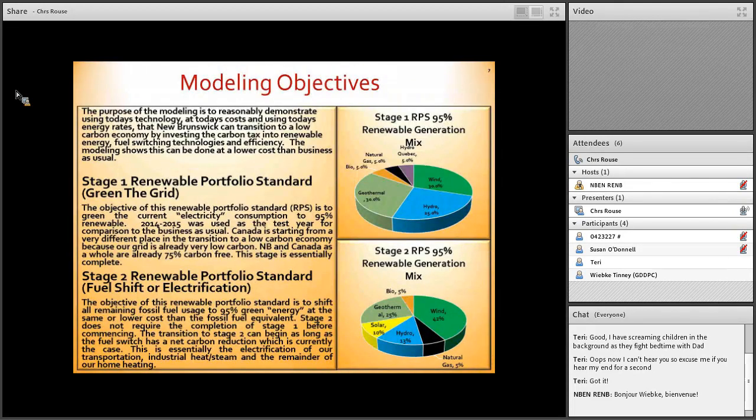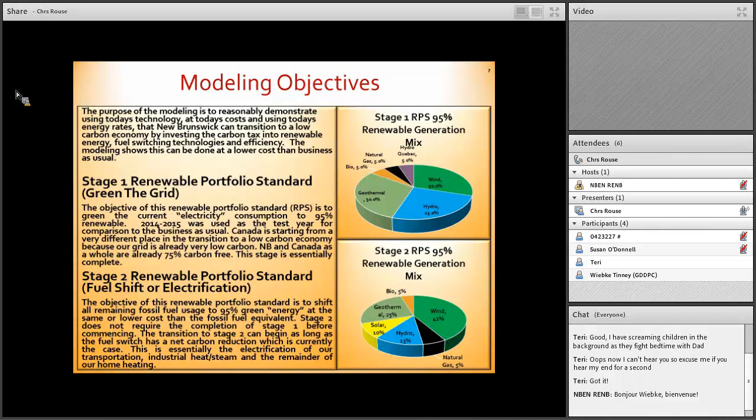So to the modeling objectives within the IRP. The purpose of this modeling is to reasonably demonstrate, using today's technology at today's cost, using today's energy rates, that New Brunswick can transition to a low carbon economy by investing the carbon tax into renewable energy, fuel switching technologies, and efficiency. The modeling shows this can be done at a lower cost than business as usual.